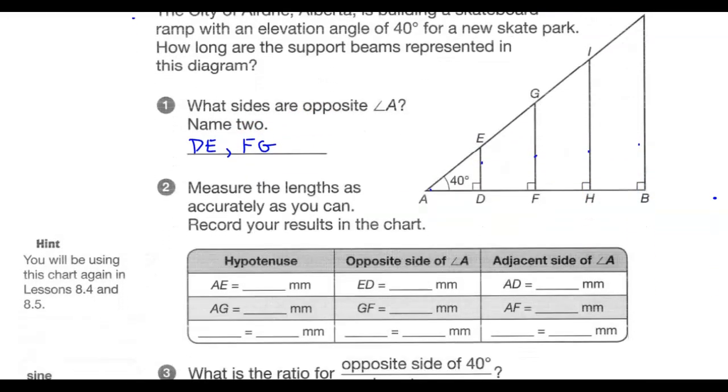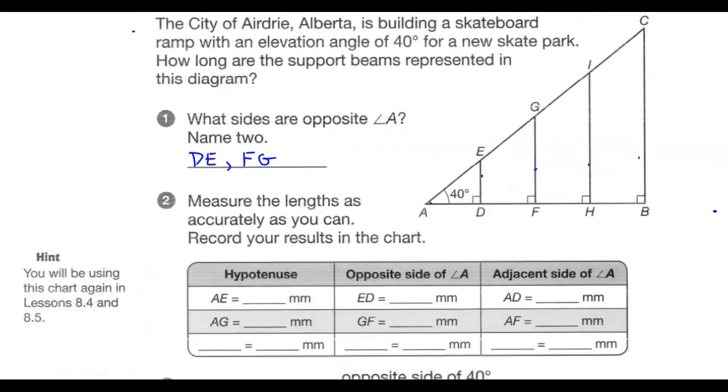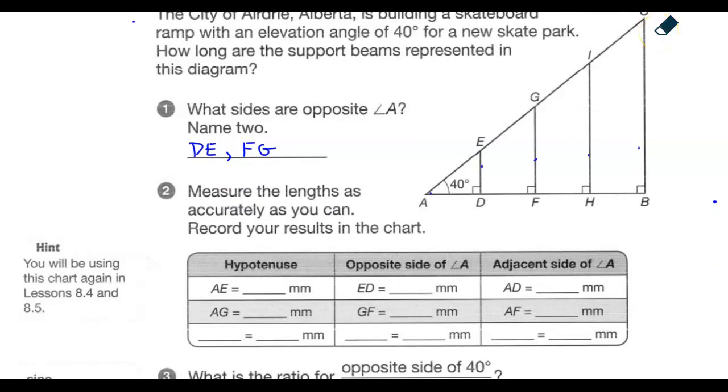It says measure the lengths as accurately as you can. Record your results in the chart. So pause the video, get a ruler out, and measure in metric the lengths of each of those line segments. So the hypotenuse here, AE, then AG, and then choose another hypotenuse. Actually, let's just go in order, AI. So you do the measuring, pause it, and then come back. I'm going to start entering the values. These are approximate, so they may not be exact, but they should be very close.